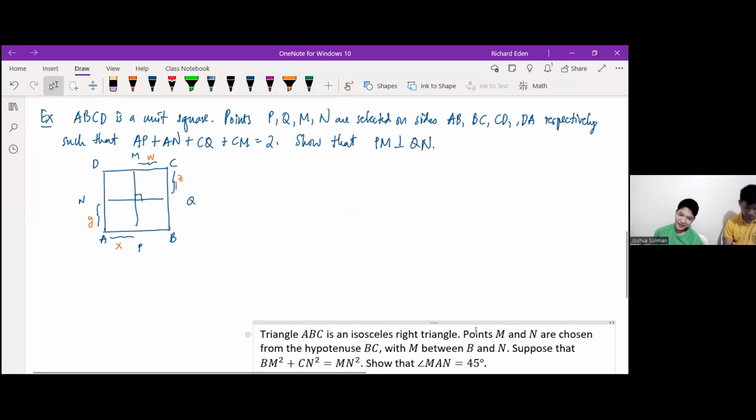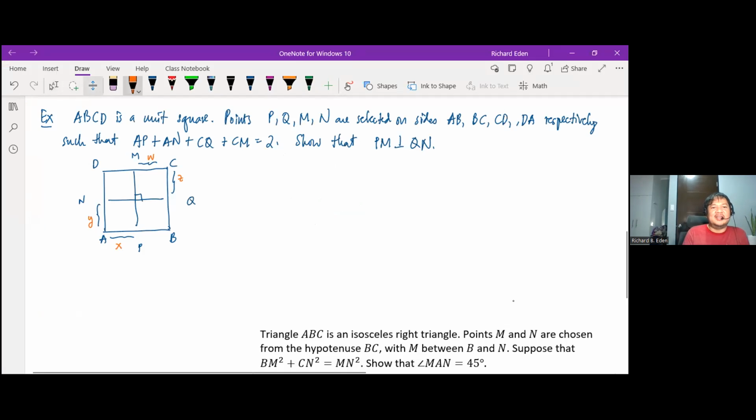Okay. Geometry. We're going to use the fact that AP plus AN plus CQ plus CM is equal to the number 2. Right now, kasi nung AP, AN, CQ, CM, they're far apart from each other. Magkakalayo sila. But maybe if there's a way that we can bring them together. Okay, what we would like to do is to bring them together.